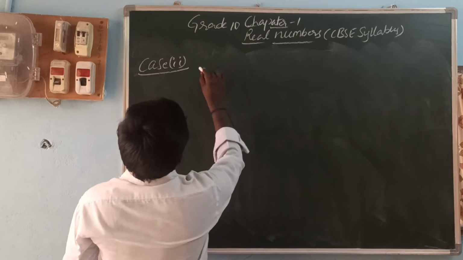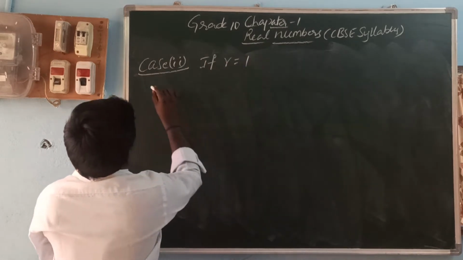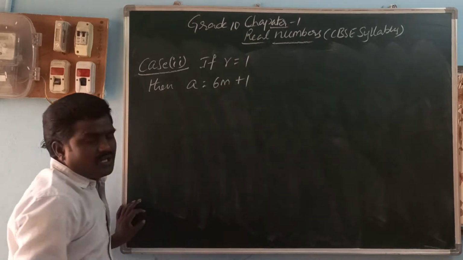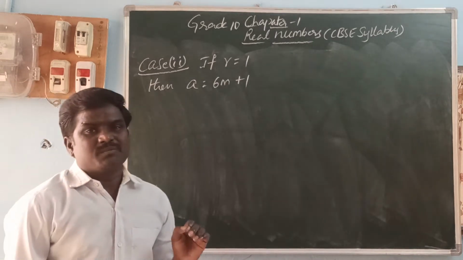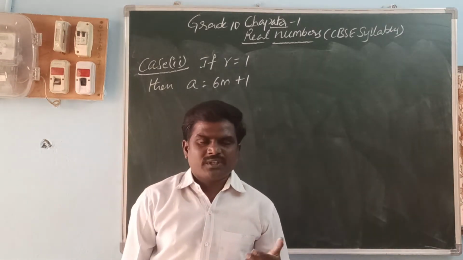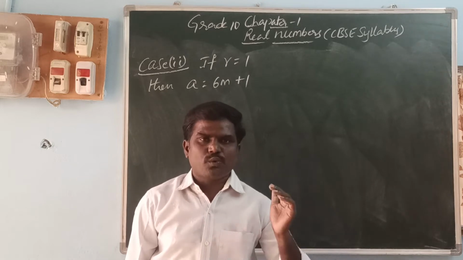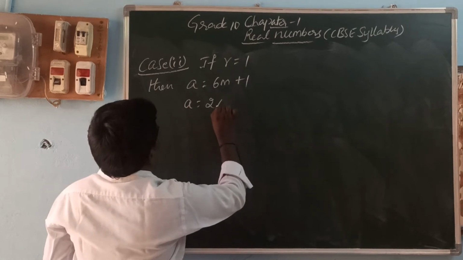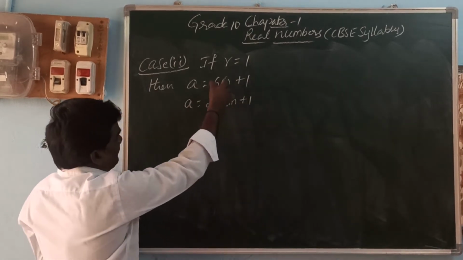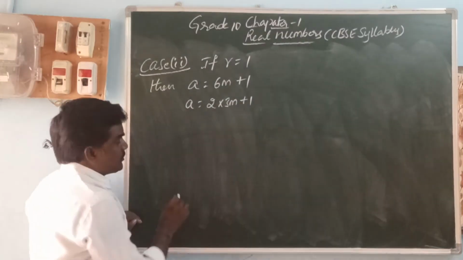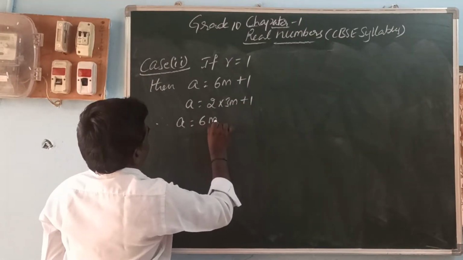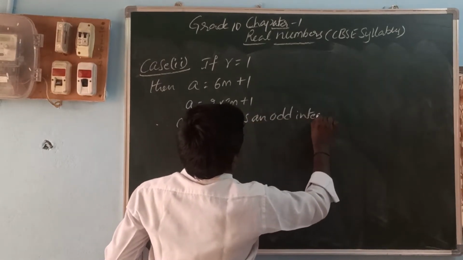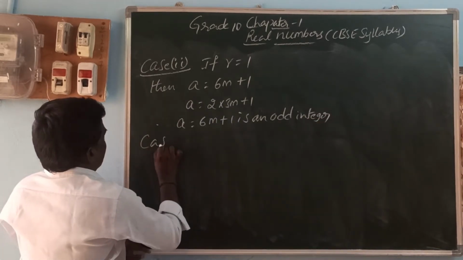Next, case 2. If r is equal to 1, then a is equal to 6m plus 1. Even integer means a number which is a multiple of 2, a number which when divided by 2 leaves remainder 0. Odd integer means a number which when divided by 2 leaves remainder 1. So here we can write 6m plus 1 as 2 into 3m plus 1. That means the number, when divided by 2, leaves remainder 1. Therefore, a is equal to 6m plus 1 is an odd integer.